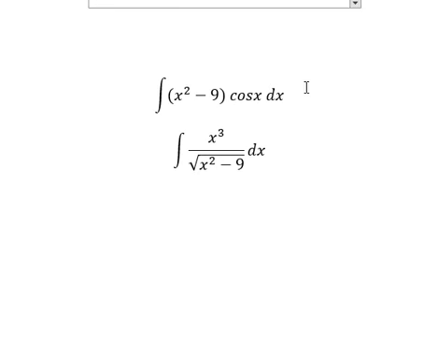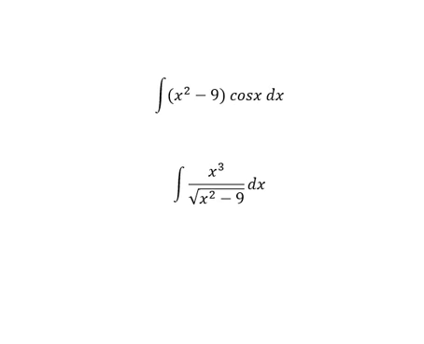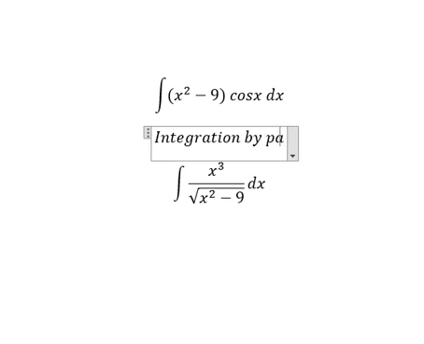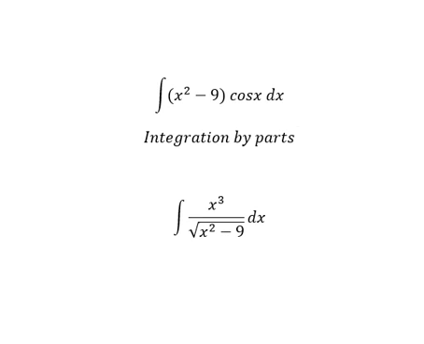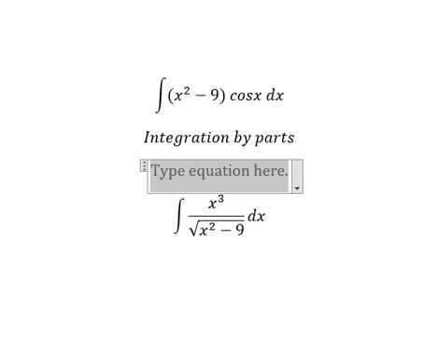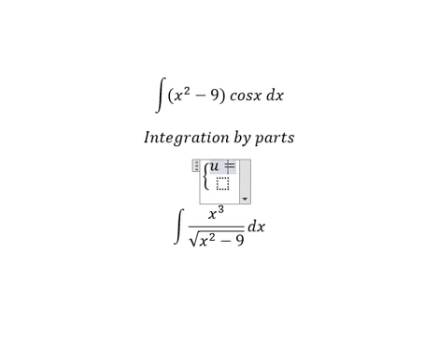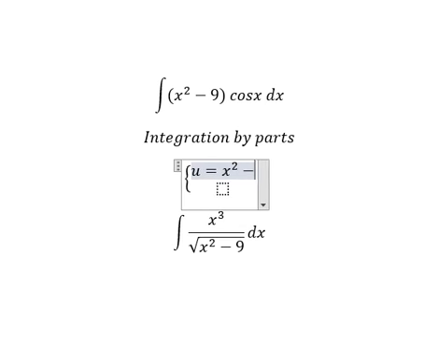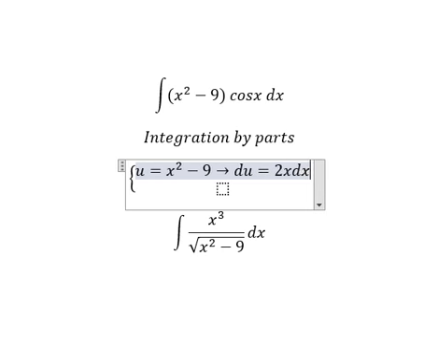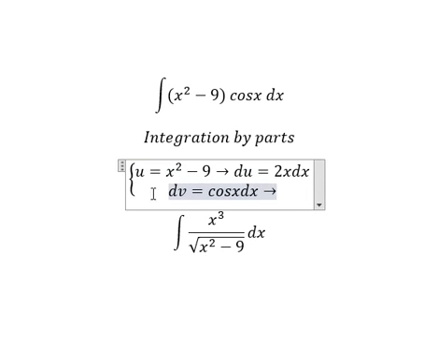Now let's go to the next one. This one we need to use integration by parts. So we have u equal to s squared minus 9. So we do the first derivative for both sides. We have du equals 2s ds, dv we have cosine s ds. The integration of this one, we have v equals sine s.